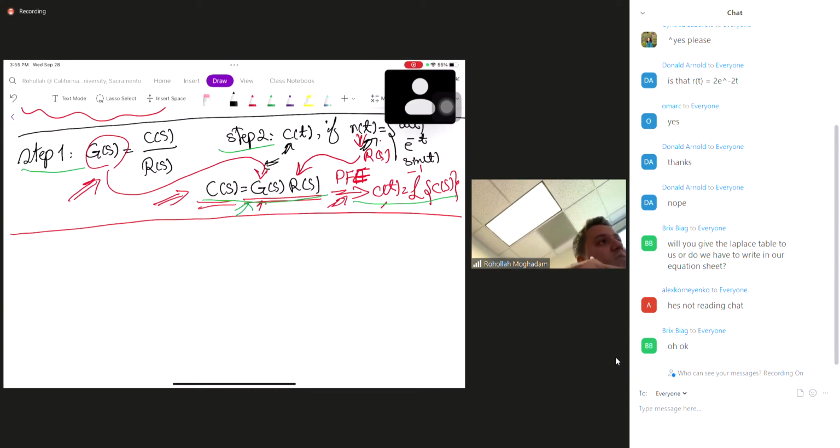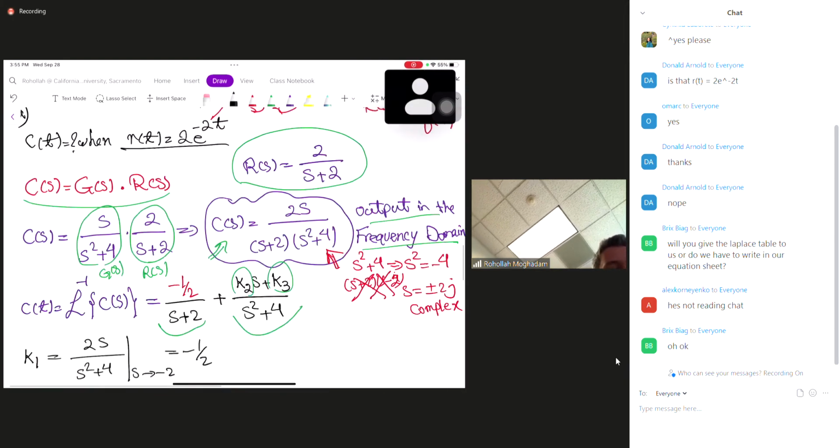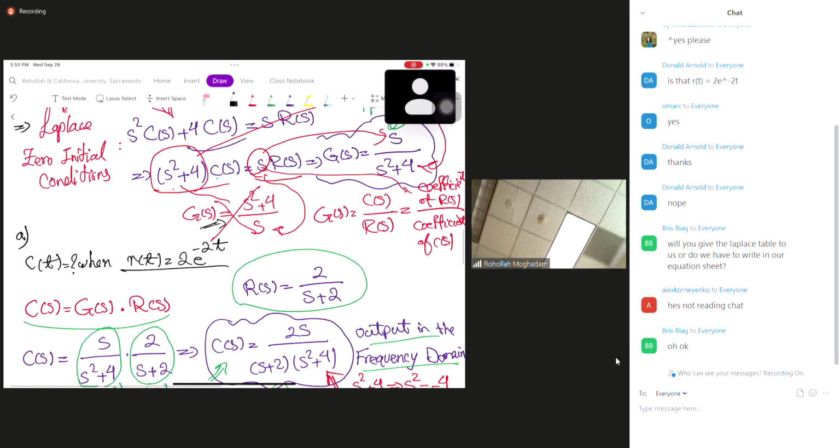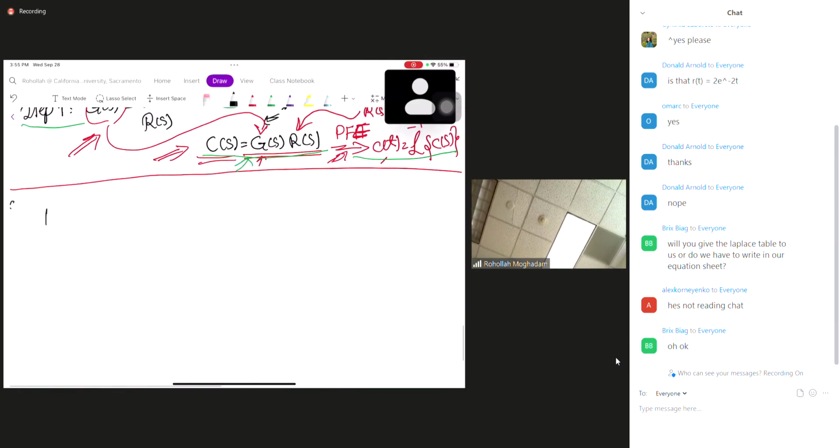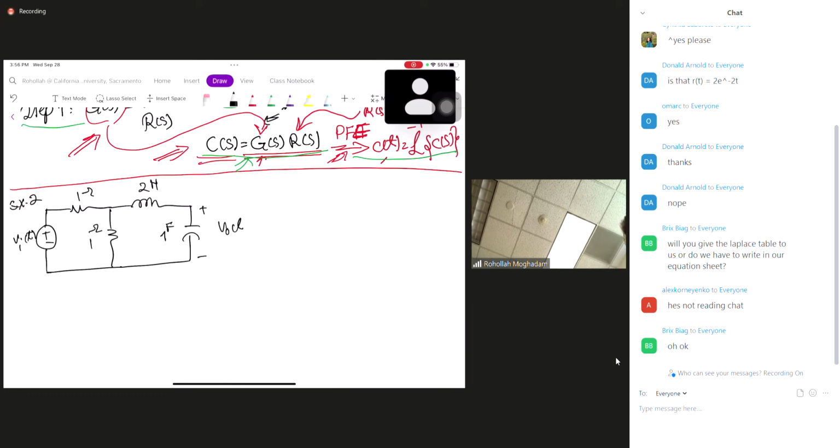So let me go over another problem. I have electric circuits, I think it's about number 4. This is example number 2. I have an electric circuit, VI of t. Well, 1 ohm here, 1 ohm here, 2 henry here, and then 1 farad here. And then we want to find VO of t.